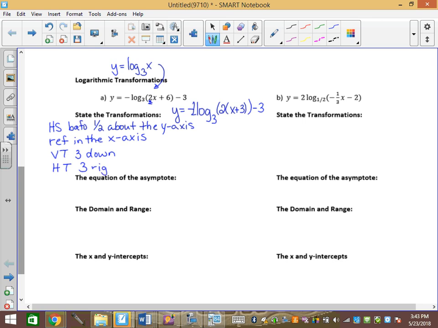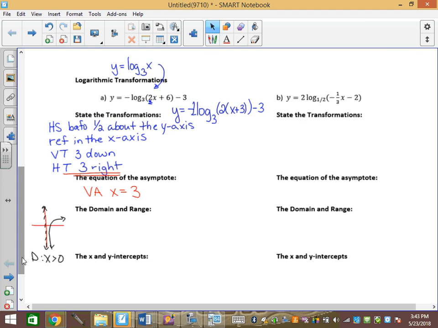And this horizontal translation is what gives us our asymptote, because our asymptote's normally at x equals 0. If our asymptote's normally at x equals 0 and we move it 3 to the right, our vertical asymptote now is going to be at x equals 3, positive 3. The domain is based on reflections or not. So your normal log function looks like this. Its domain is usually x is greater than 0. However, if your asymptote moves to the right or to the left, it's going to be greater than whatever that asymptote is.